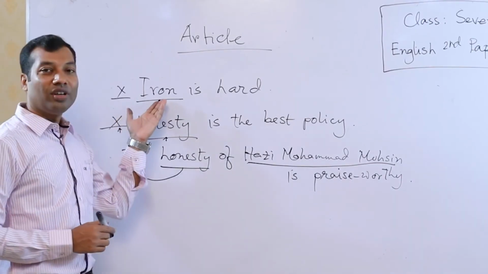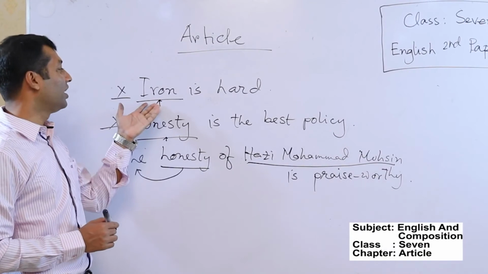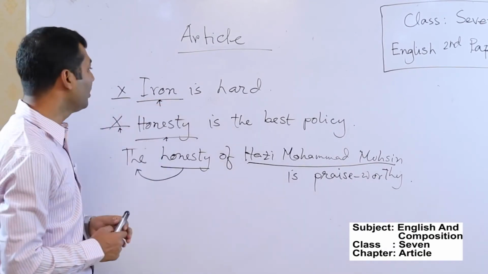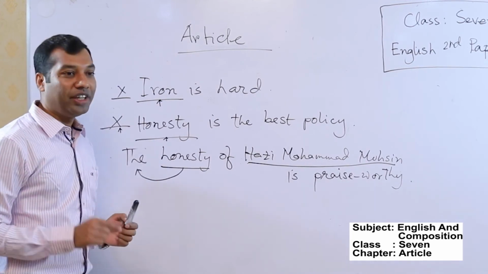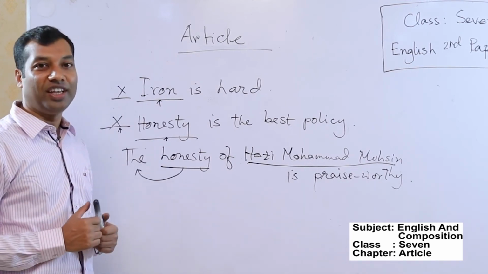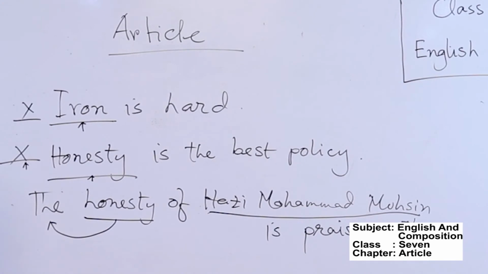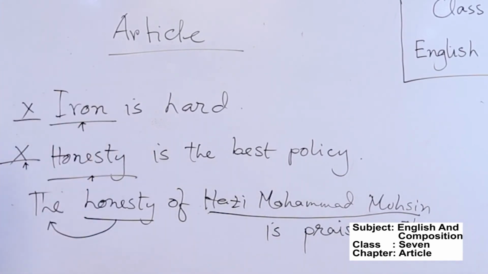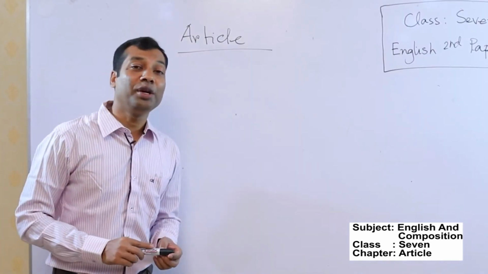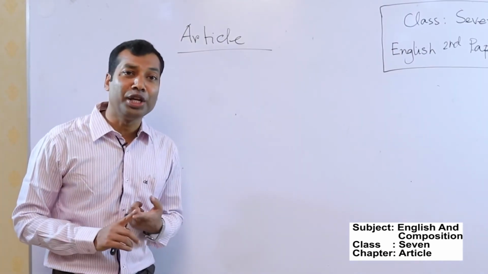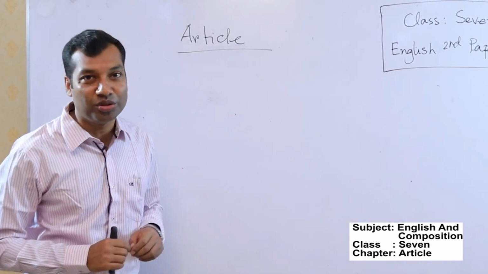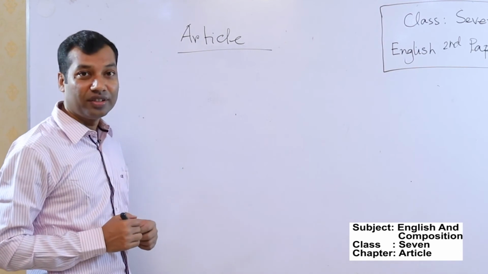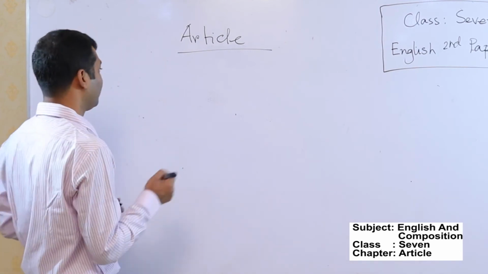You may also need to use the article the before a material noun if it is meant definitely. For example, the iron used to make the table is very strong. So in this case, you may use the article the before the material noun. And before any particular meal, you do not need to use any article. For example, lunch, dinner, supper, breakfast.